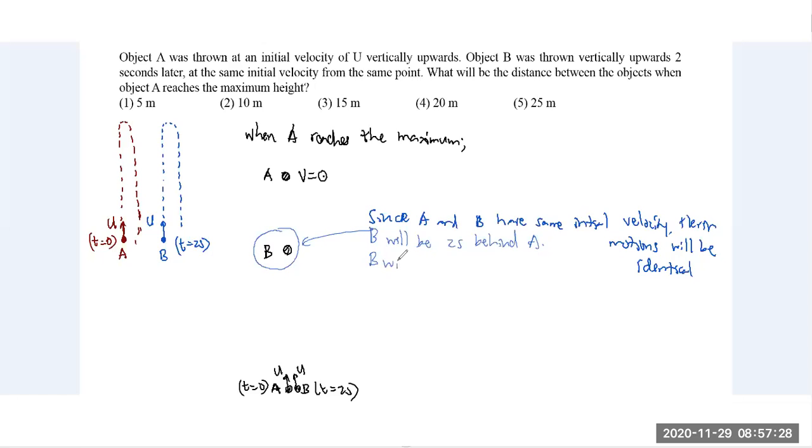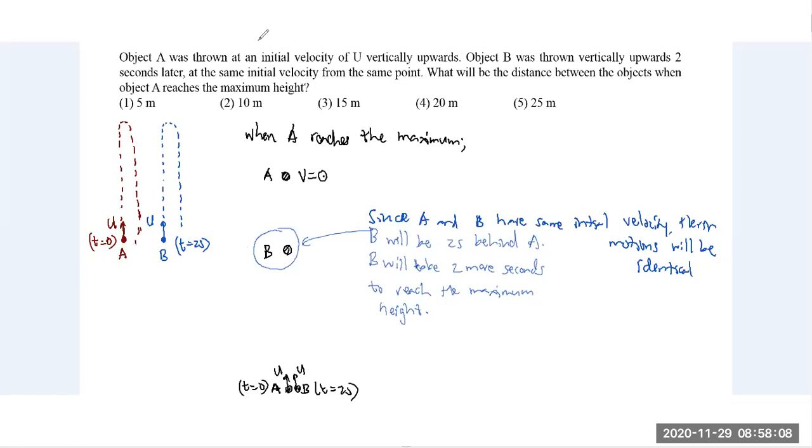B will take 2 more seconds to reach the maximum height. I hope you guys understood this. Now A has reached the maximum height. Both A and B have identical motions because they have the same initial velocity. So if A is at the maximum height, B will reach the maximum height in another 2 seconds because B is 2 seconds late compared to A.